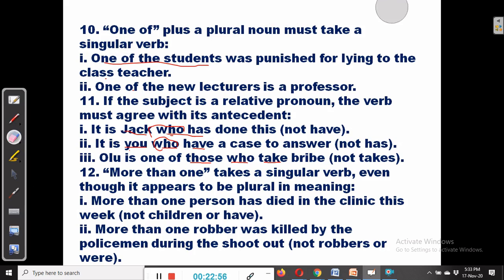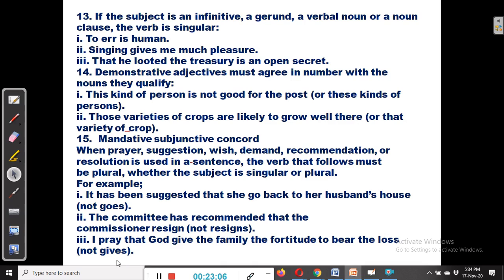So let's erase this so we can see quite clearly as we tackle others. Okay, let's now go to the next, and that is rule number 13. If the subject is an infinitive, a gerund, a verbal noun, or a noun clause, the verb is singular.